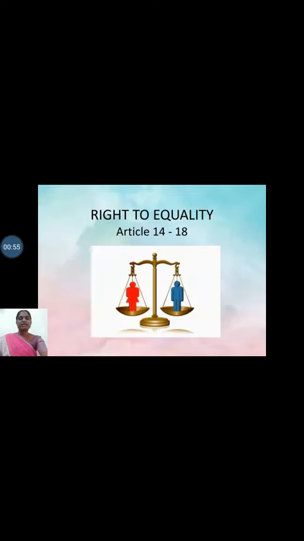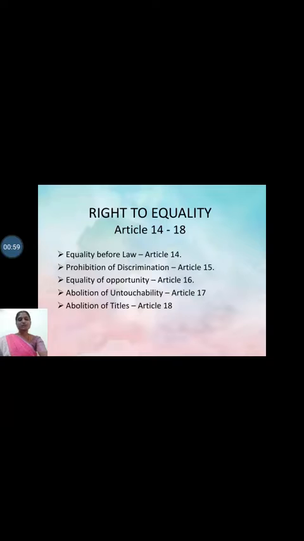Right to equality. It is described from Article 14 to 18. The first one, equality before law, is described in Article 14. Yes, everyone gets equal opportunity in front of our law. Okay, Article 15 describes prohibition of discrimination.